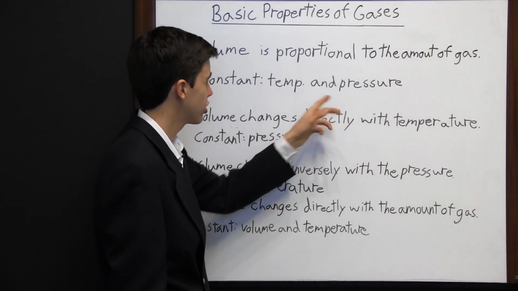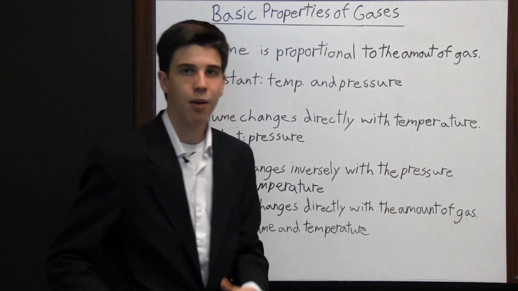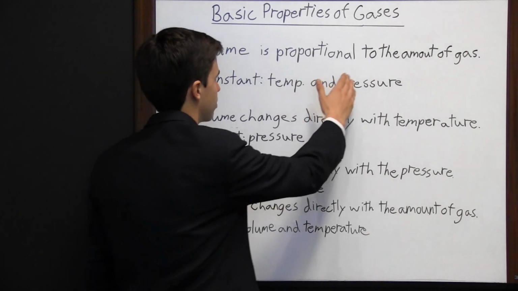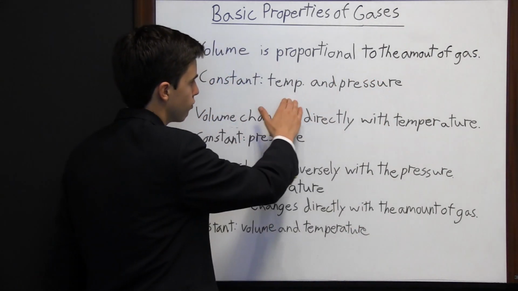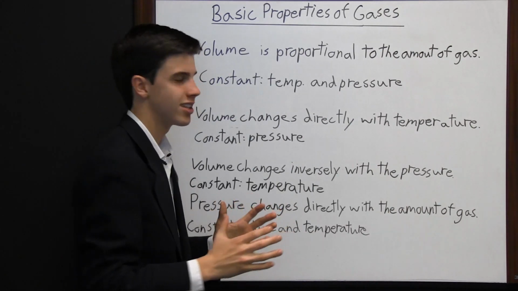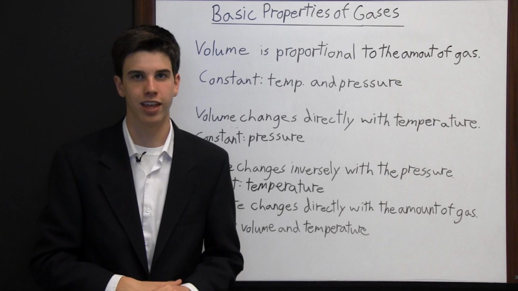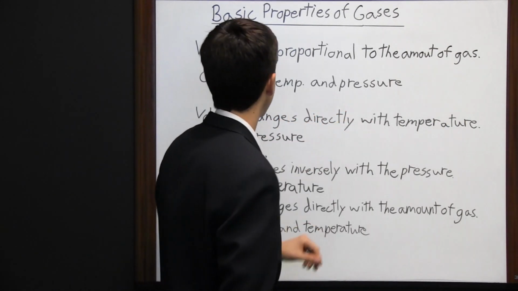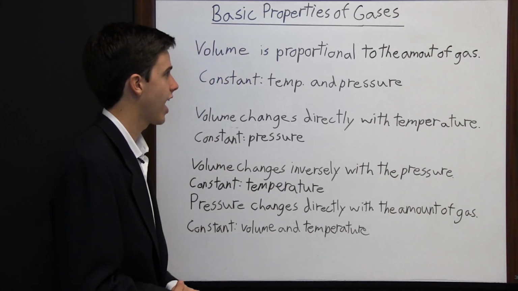So if the temperature and pressure are changing, then they're also affecting the volume in addition to the amount of gas, and we can no longer really see what's affecting the volume. So volume is no longer proportional to the amount of gas. But if temperature and pressure are constant through this entire time, we can pretty much take them out of the equation because they're not changing. So when temperature and pressure are constant, we can then say volume is proportional to the amount of gas.